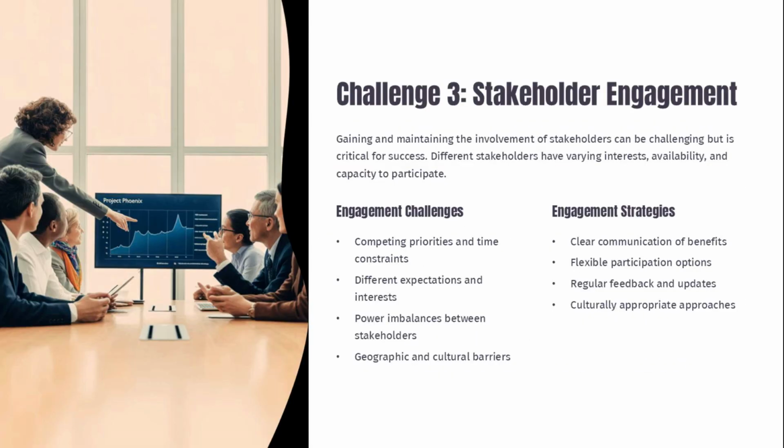Gaining and maintaining the involvement of stakeholders can be challenging but is critical for success. Different stakeholders have varying interests, availability, and capacity to participate. Engagement challenges include competing priorities and time constraints, different expectations and interests, power imbalances between stakeholders, and geographic and cultural barriers. Engagement strategies include clear communication of benefits, flexible participation options, regular feedback and updates, and culturally appropriate approaches.